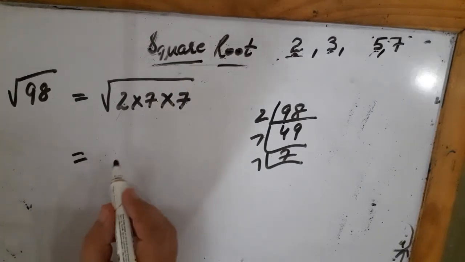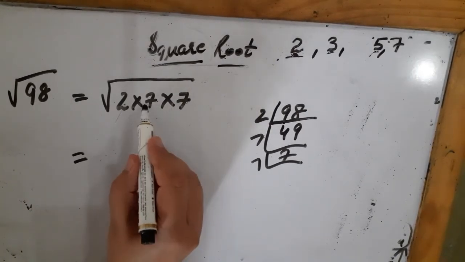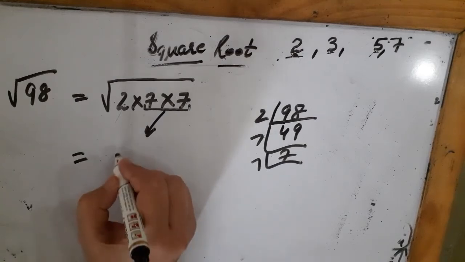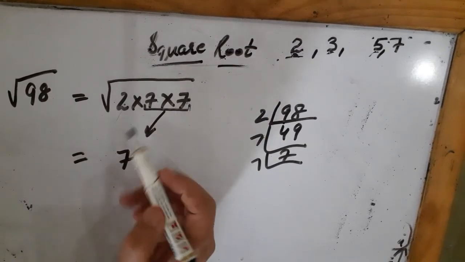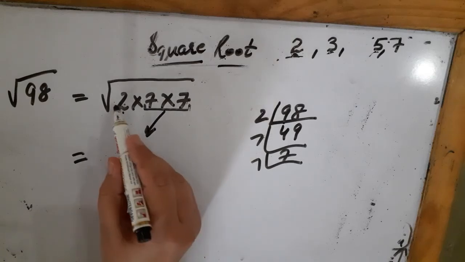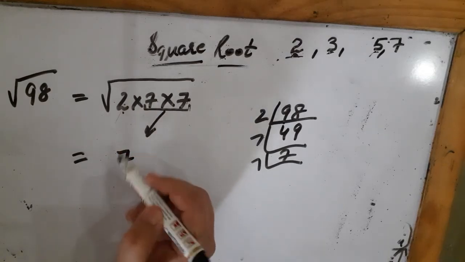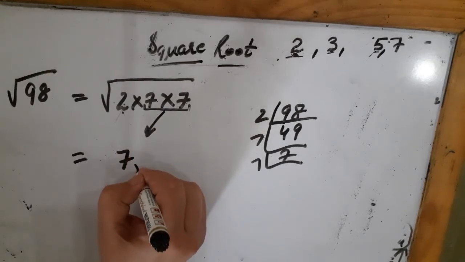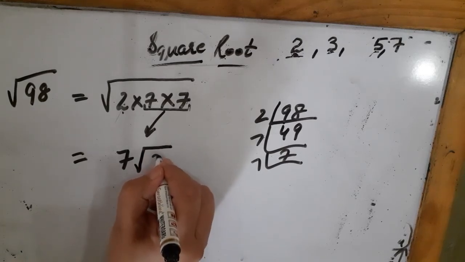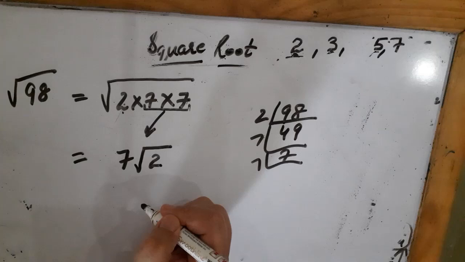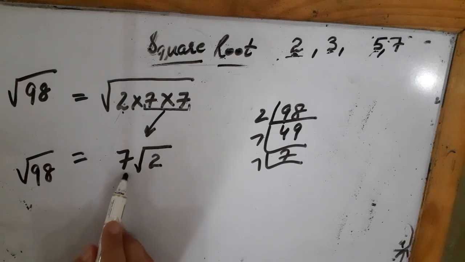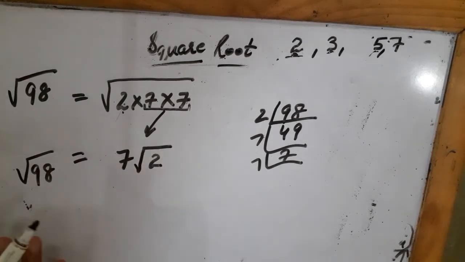Now look at this very carefully. This 7 makes a pair with itself, 7 and 7. So I can take this 7 out of the radical sign, but this 2 doesn't have a pair, there is no other 2 with it, only one is there. So I cannot take this out of the radical sign, it will remain inside the radical sign. So what is the square root of 98? It is 7 square root 2. So this is sufficient for you in this class.